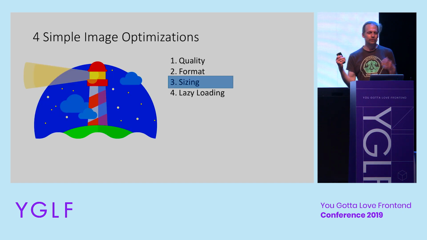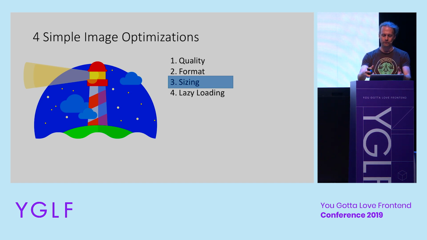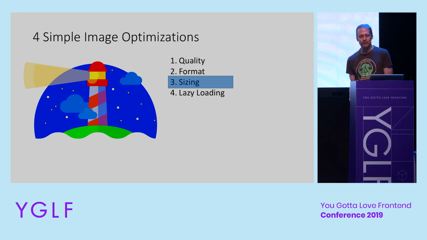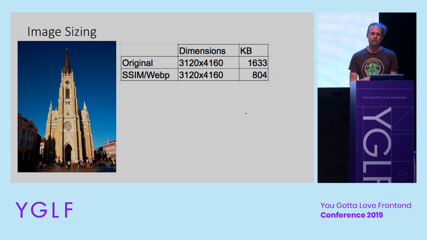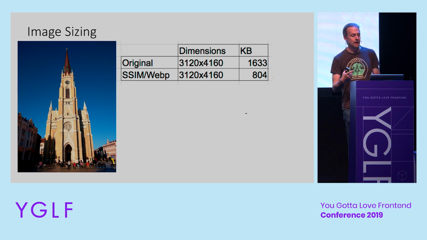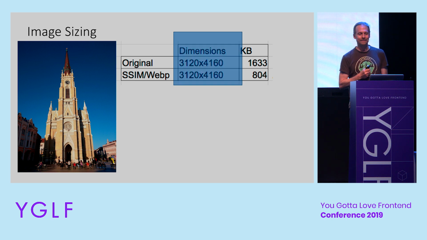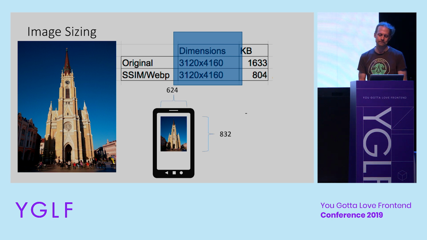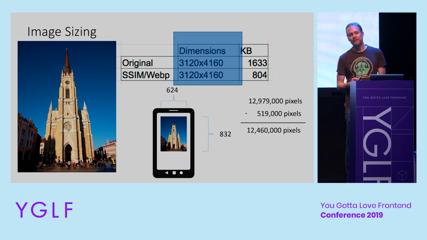The next thing, this one is sort of common sense to a lot of developers out there, but is image resizing. You don't serve the same size image to a mobile phone that you serve to a desktop, but we'll walk through it. So a picture of a cathedral, it's 13 million pixels. It was originally 1.6 megabytes. I do all the stuff we just talked about, structural similarity to lower the quality, WebP, and it's half the size at 800K. But it's still 13 megapixels. And so you download that on a tiny little phone, and you download 13 megapixels, and 500,000 are shown on the screen.